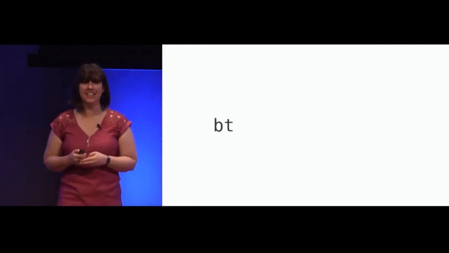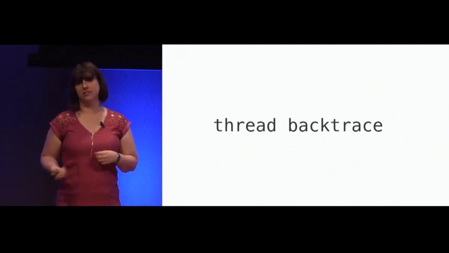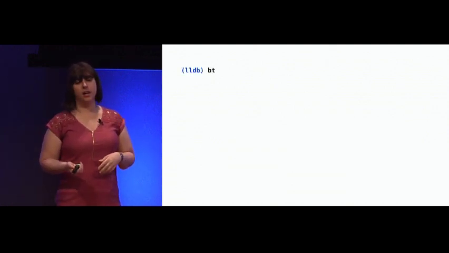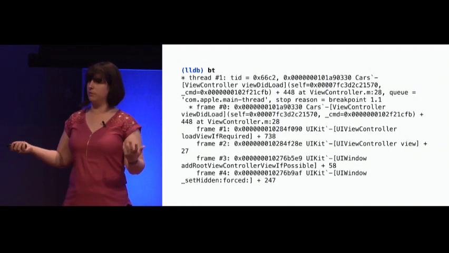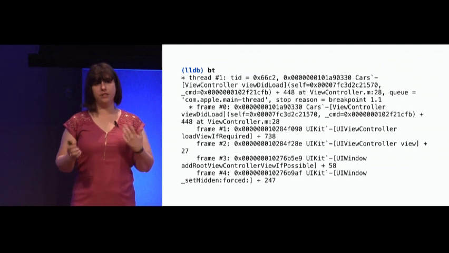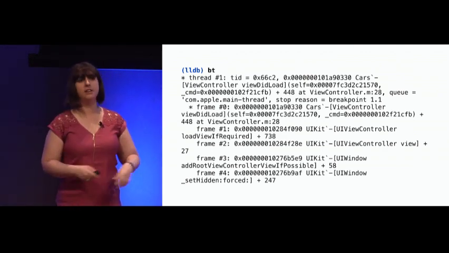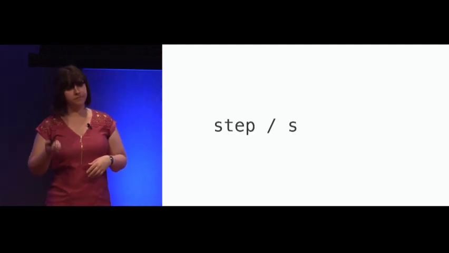Okay, next one, bt, which actually corresponds to thread backtrace. This is, again, one of the useful ones that people usually start out using. Wherever you've paused your program, this will print out what happened beforehand. If you've seen the Xcode thread menu on the left-hand pane, this is exactly the same information. You're just able to access it programmatically.